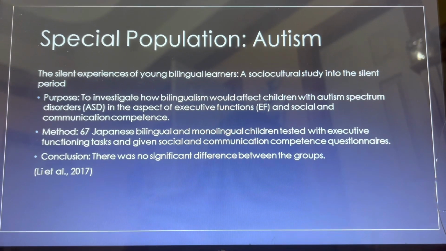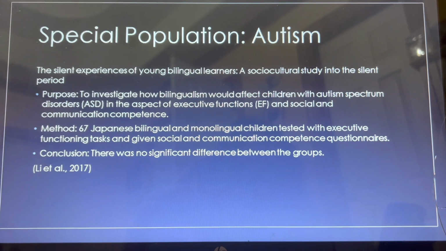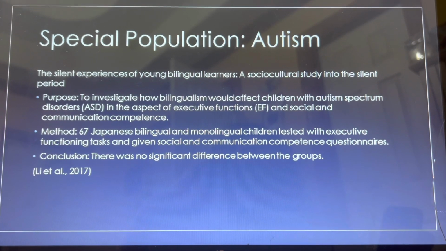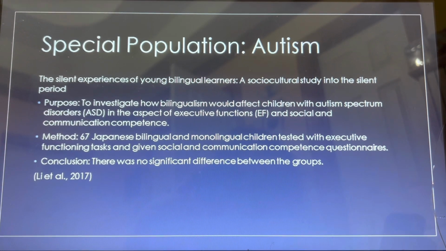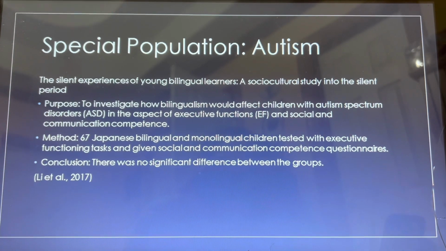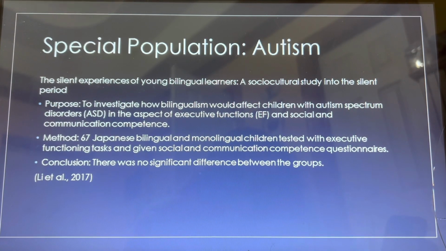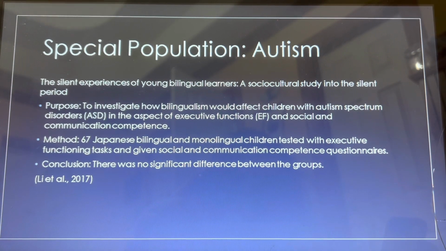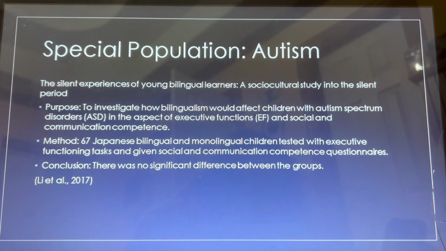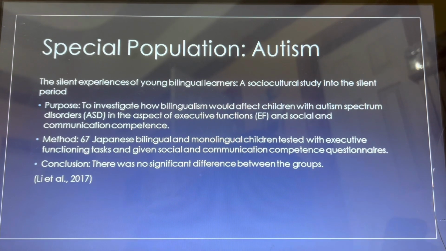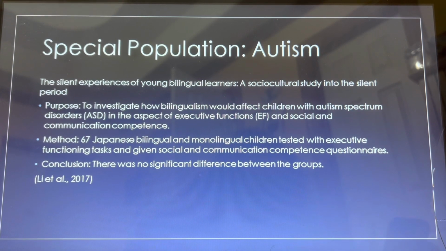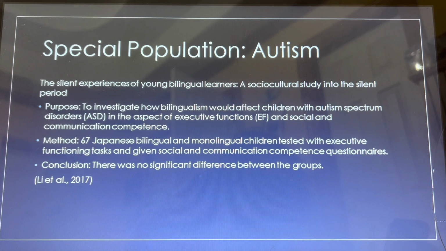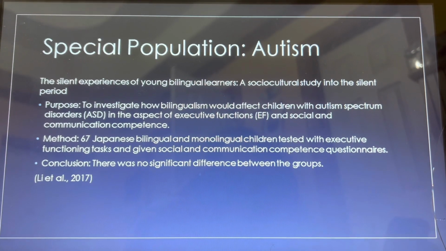Okay. And then for my special population, I chose to focus on autism. So this study wanted to see if bilingualism would affect the executive functions along with social and communication competence in children with autism spectrum disorder. A large reason that this study was done was to stop professionals from suggesting that using only one language would help their child with autism. So to complete this study, they gathered a total of 67 kids and separated them into bilingual and monolingual groups. And of course, they spoke Japanese, with some of the bilinguals speaking English.